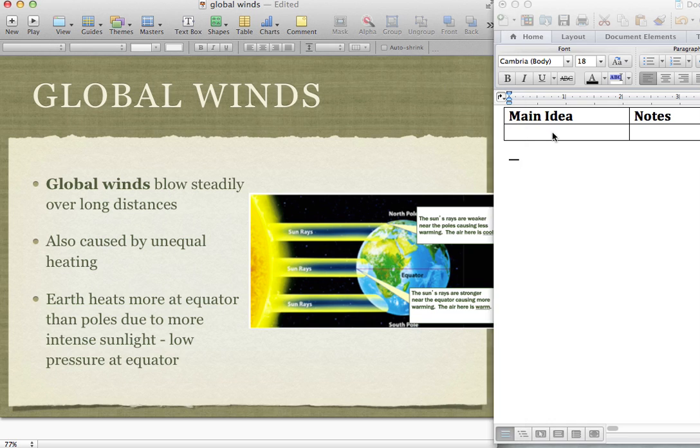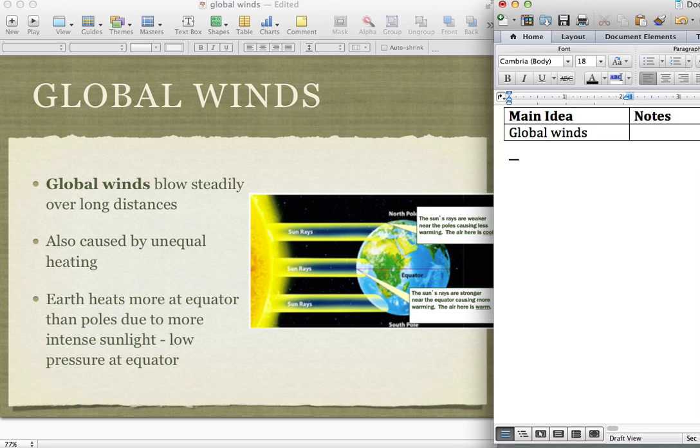So first up, what are global winds? These are winds that blow steadily over long distances. They're caused by unequal heating, just like local winds are. Basically, the Earth heats up more at the equator than at the poles because we get more intense sunlight at the equator. This creates a low pressure system here. Remember, higher temperature, lower pressure. And so we have a low pressure system setting up here and a higher pressure area setting up here. All right, so the pressures are going to want to balance out.